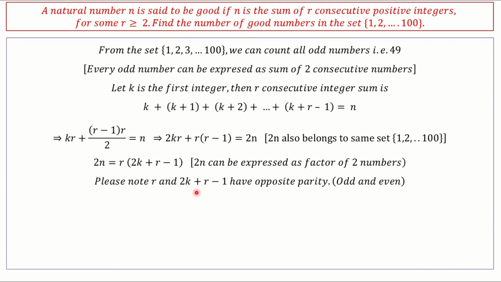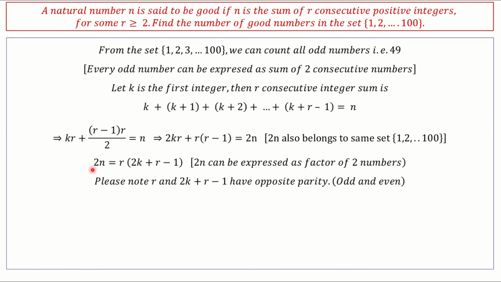Now here, if you see, if r is even, 2k plus r minus 1 will be odd, because 2k is an even number, and if r is even, r minus 1 will be odd. Odd plus even is odd. Correct? If r is odd, r minus 1 is even. Even plus even is even. Correct? So these two have opposite parity. That means one should be even, the other one should be odd.